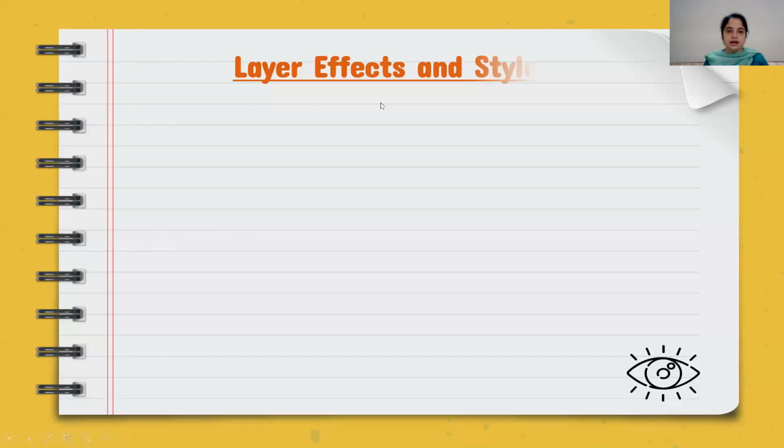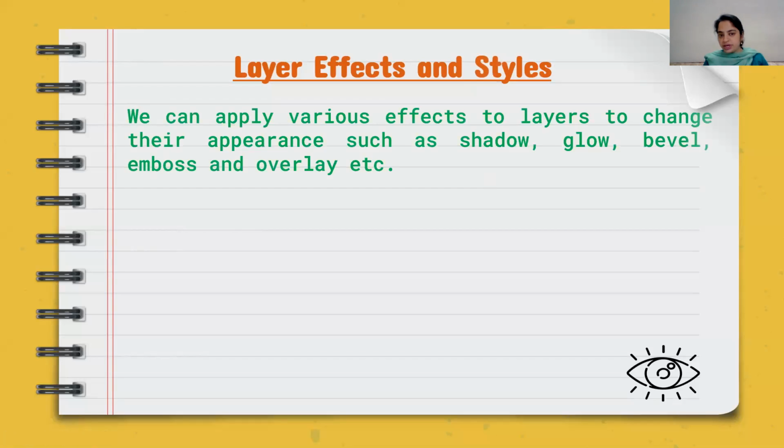Next is layer styles, layer effects and layer styles. There are 2 ways to apply the layer styles. One, we can apply the various layer styles like shadow, glow, bevel, emboss, and overlay that you had seen. On the layers panel, you will find a layer style button. When you click on that, you will find a dialog box. In that dialog box, you will find all these options to give effects: glow, shadow, bevel, emboss, and overlay, and many other effects are there.